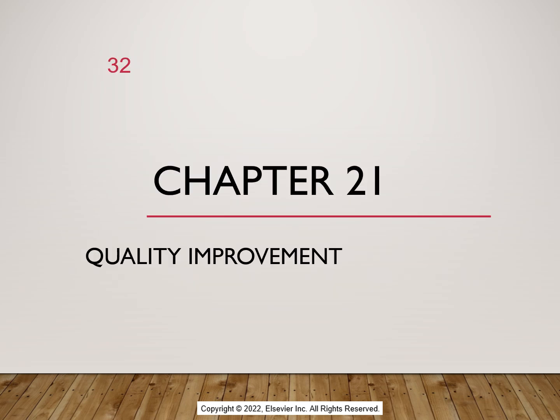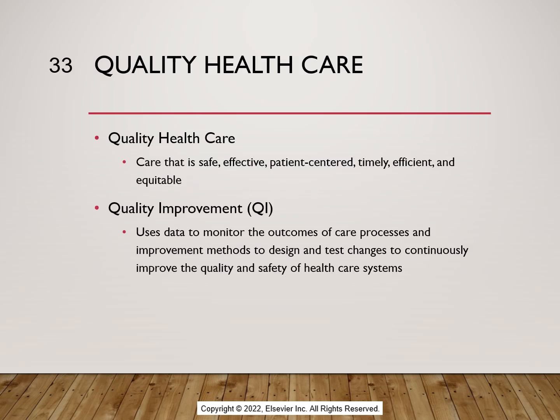Moving on to Chapter 21, Quality Improvement, and this is one of my favorite topics. Quality healthcare is care that's safe, effective, patient-centered, timely, efficient, and equitable. And you should be using quality data to monitor the outcomes of care processes. Using quality data then helps us formulate that PICO question and steers us in the direction of evidence-based practice.